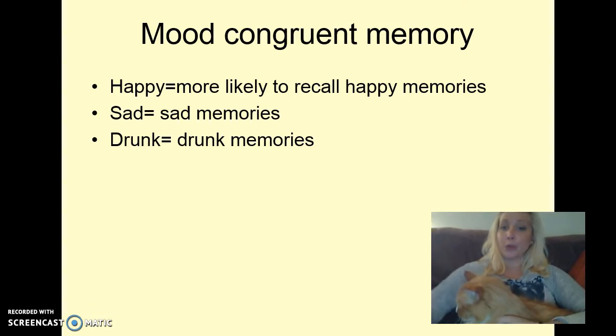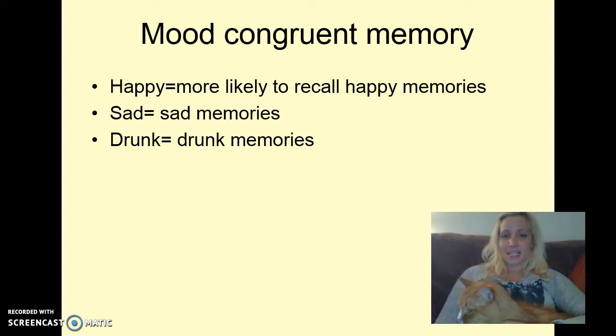Okay. Mood congruent memory. Remember, the idea of that is when we're happy, we're more likely to recall happy memories. We're sad, sad memories. When someone would be drunk, drunk memories, okay?